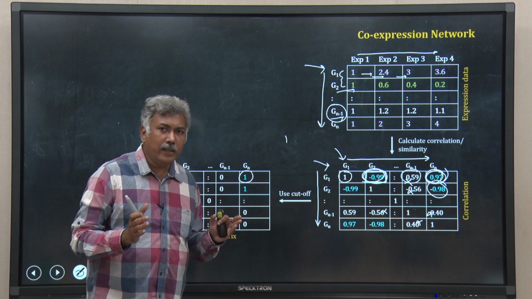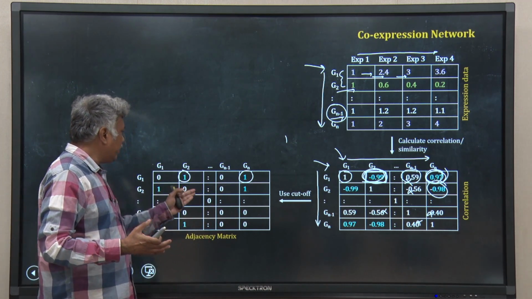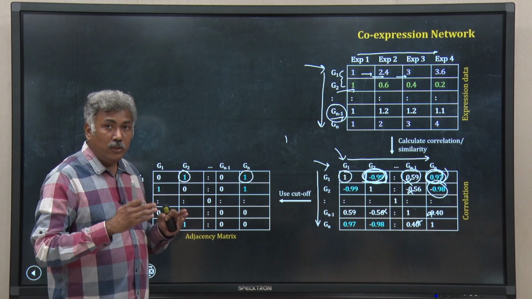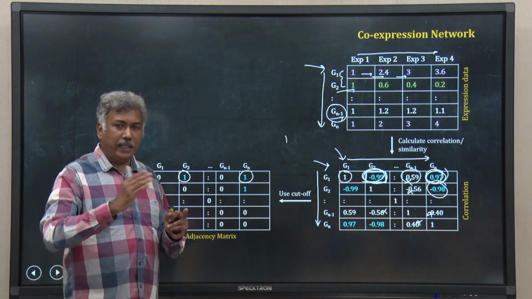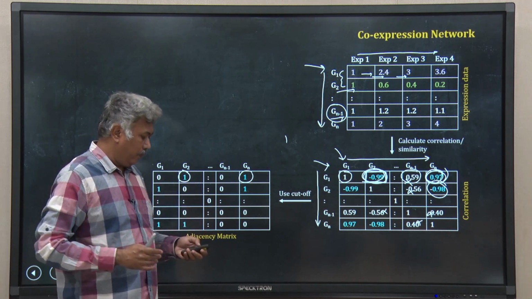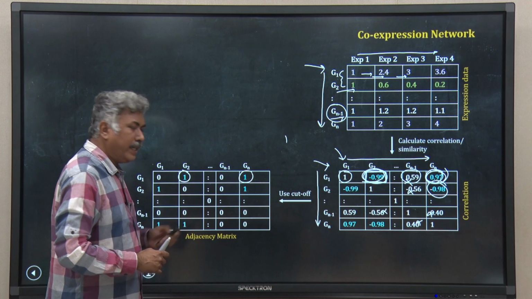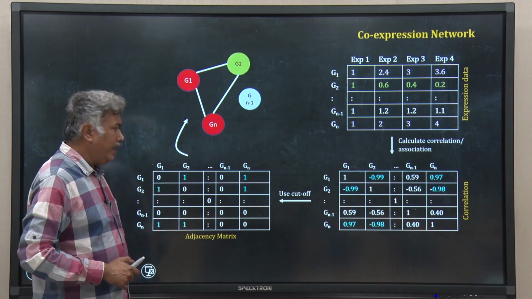What do I land up with? I get the adjacency matrix. As you can see, this matrix has 1 and 0. Those cases where two genes have very high correlation in expression, either positive or negative, it does not matter, I have 1, otherwise 0. So, then I can use this adjacency matrix to create a network. The network will look like this.